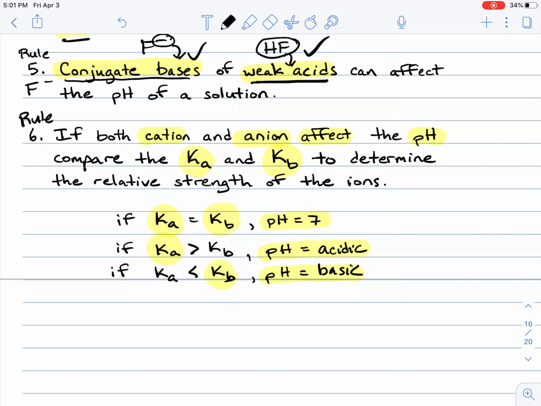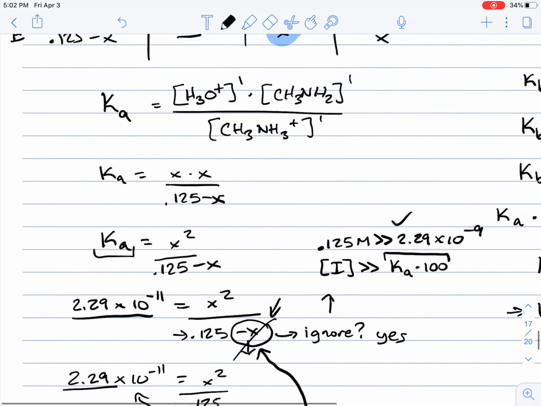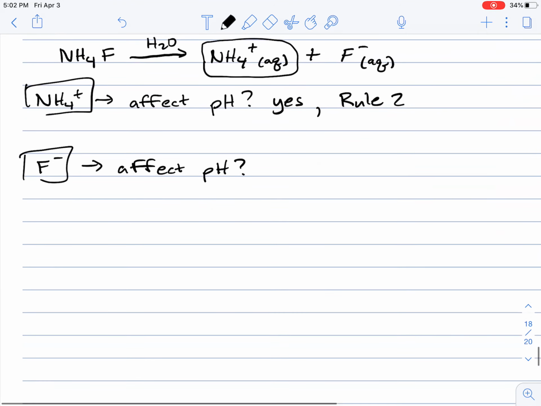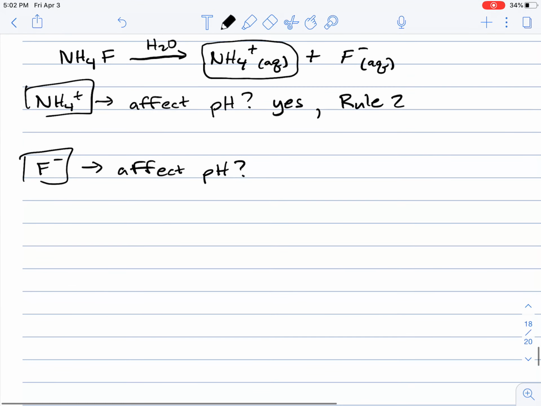So therefore, we fulfilled the brief for Rule 5. And if you look at what Rule 5 says, if both of these are checked off, then that specific ion can affect the pH of the solution. And so let me scroll down to our original question. Can F- affect the pH of the solution? Yes. And in this case, we are using Rule 5 for our justification.